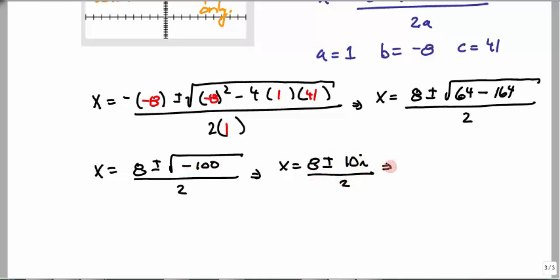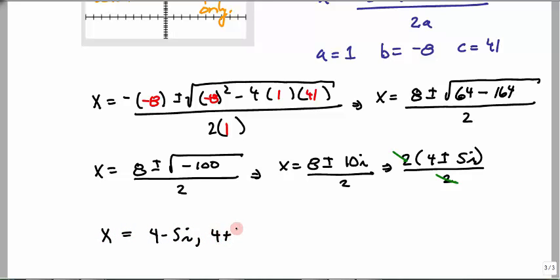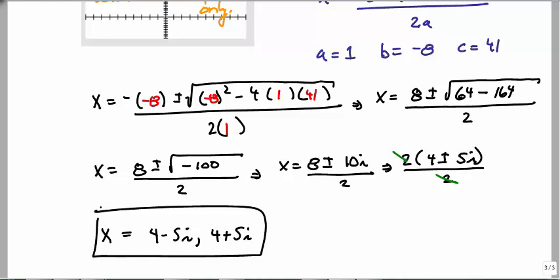I still can't cancel. I need to factor first, so I'll pull out that 2. 4 plus or minus 5i all over 2. Now these cancel. So my solutions then are 4 minus 5i, 4 plus 5i. 2 complex solutions.